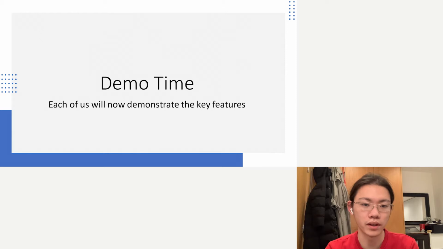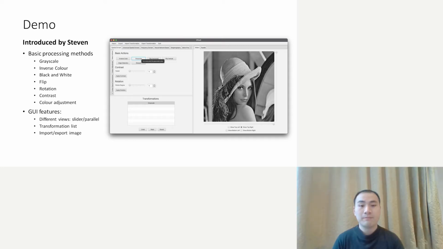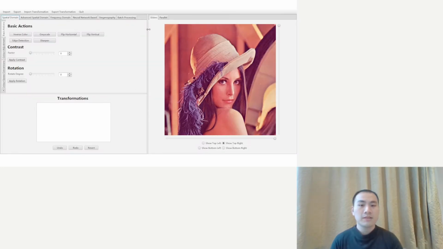Now we will demonstrate the key functionalities and transformation methods of our image processing software. Thank you, Joey. When the program starts, we can see a simple GUI layout, and the Basic Actions tab is open by default. Here, for convenience, we've already imported a sample image, so feel free to use Import button on top to use your own.